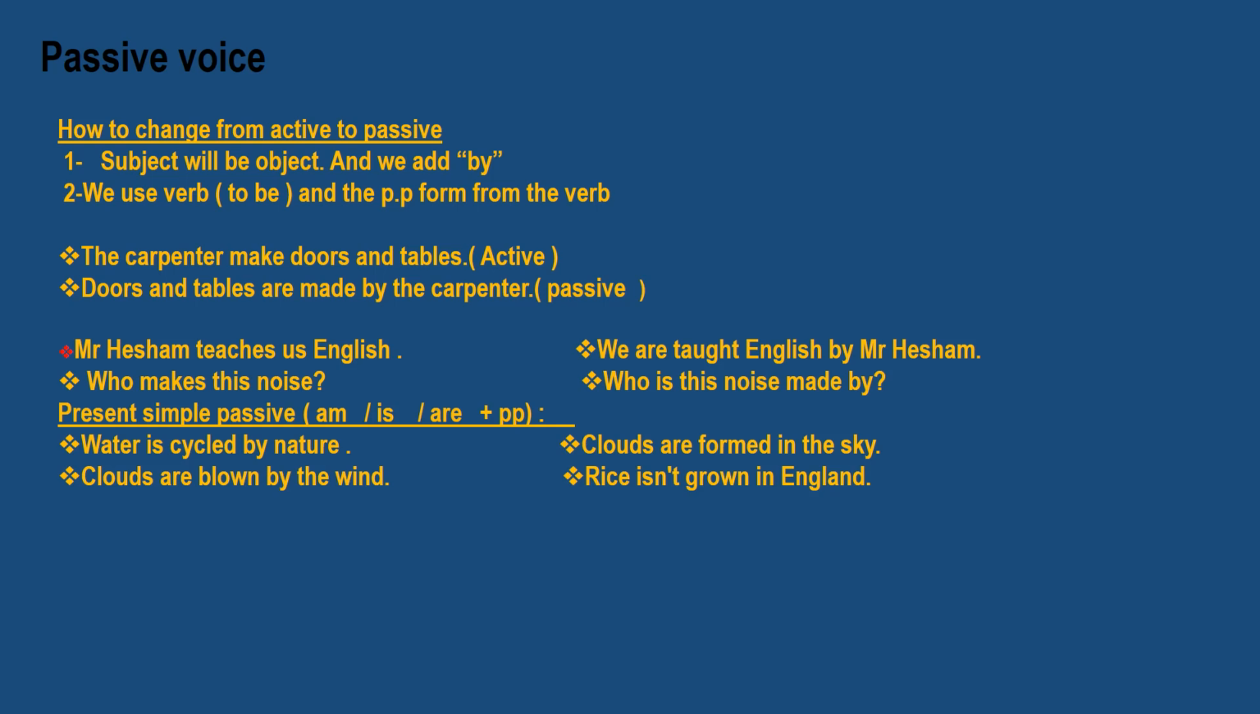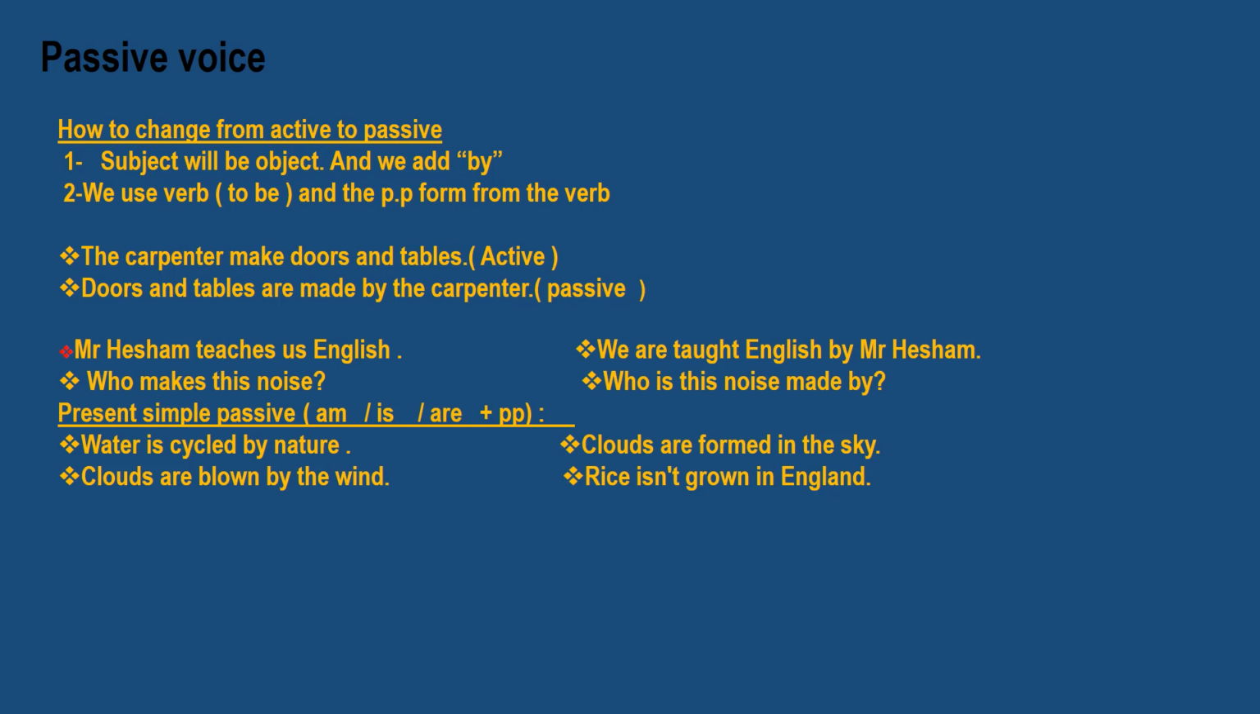Mr. Hisham teaches us English. We can notice here we started with the subject, Mr. Hisham, the verb teaches, and us and English can be two objects, indirect and direct. We are taught English by Mr. Hisham. Who makes this noise? Who is this noise made by? Here we turn it into a passive question. After the question word, we add the verb to be in the tense of the sentence, which is. Then we add the subject. Here it was the object, then we turned it into the subject. Then the past participle, and we end with by.